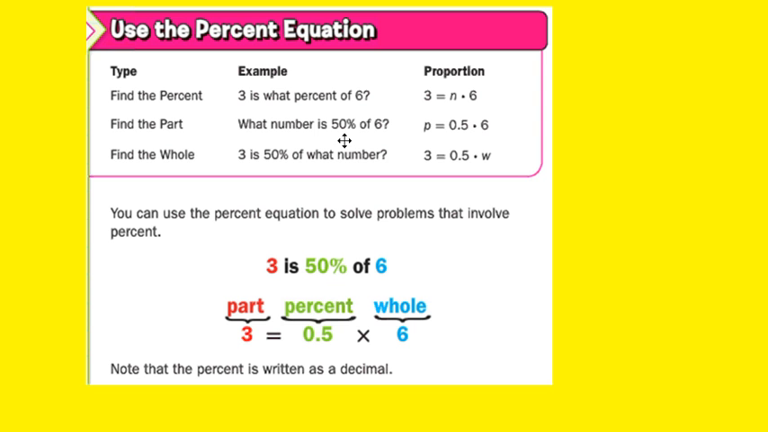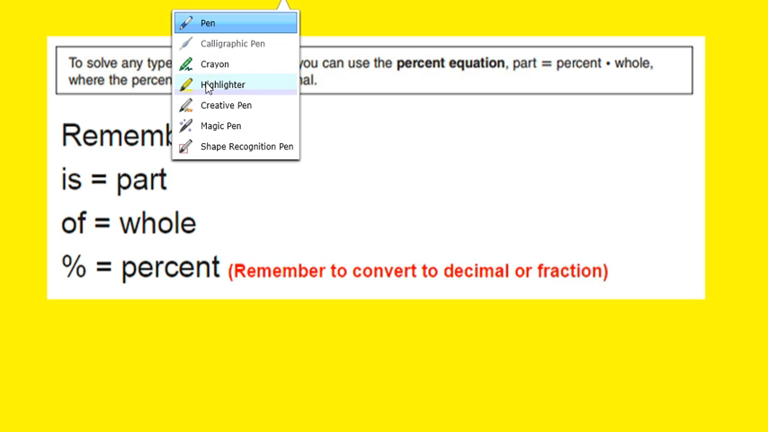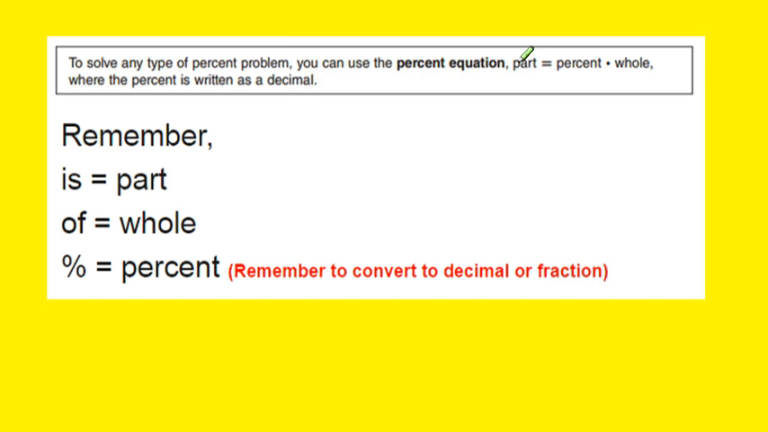You can use the percent equation to solve problems that involve percent. When you're doing this, just remember that they always convert the percents to decimals. If you want to change them to fractions, that's perfectly fine, but normally they'll do decimals for the most part. To solve any type of percent problem, you can use the percent equation, which is part equals percent times whole. And just remember that you always have to convert the percent to a decimal.